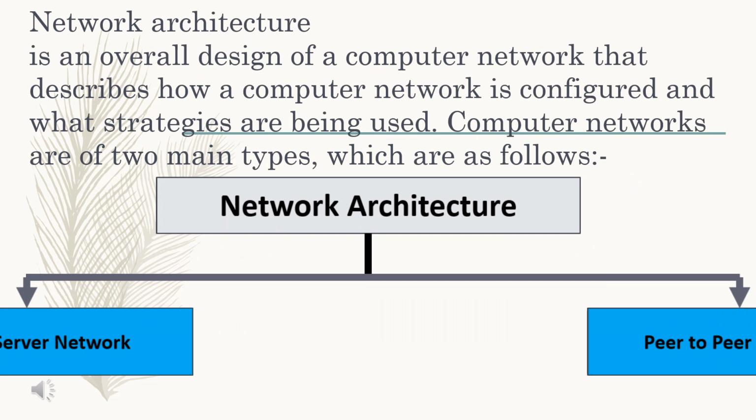Network architecture. Network architecture is an overall design of a computer network that describes how a computer network is configured and what strategies are being used. Computer networks are of two main types, which are as follows. Under network architecture, you have client server network and peer-to-peer network.